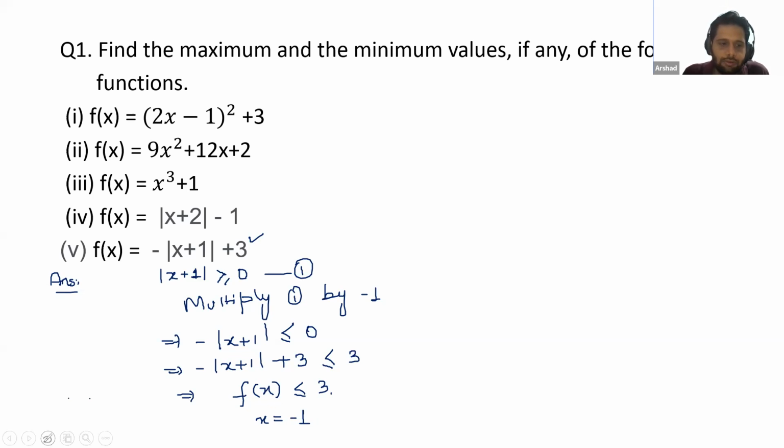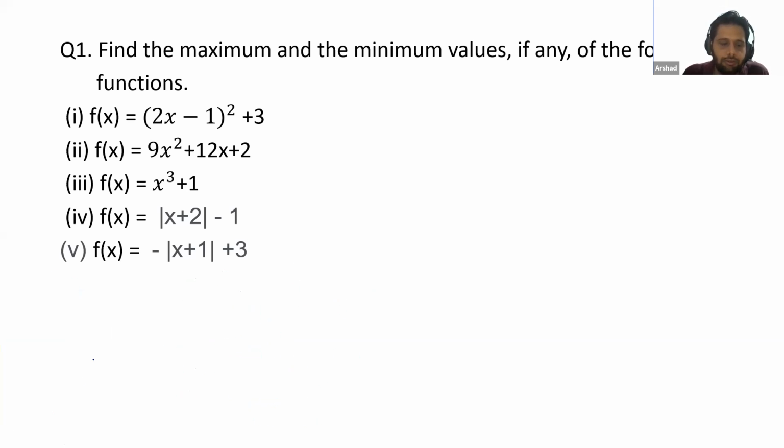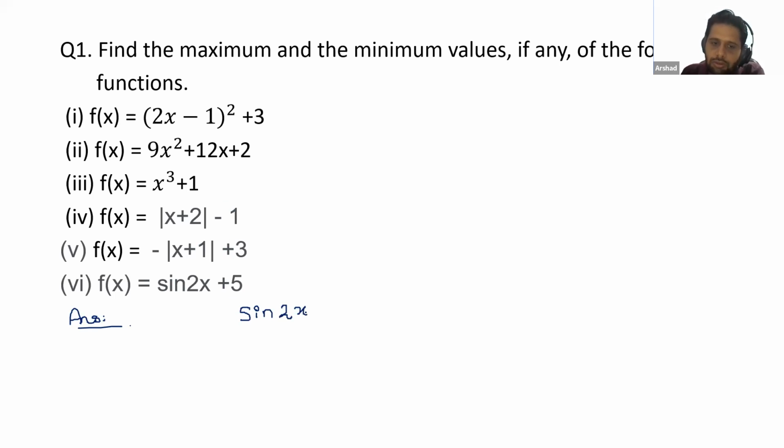I'm going to erase this. Now we will check the next question, sine 2x plus 5. Yes, this is a very, very good question. All of you, please try this one, or I will solve it. In this type of question, we will try to solve the question directly. First of all, try to change the trigonometric ratio as per your question.